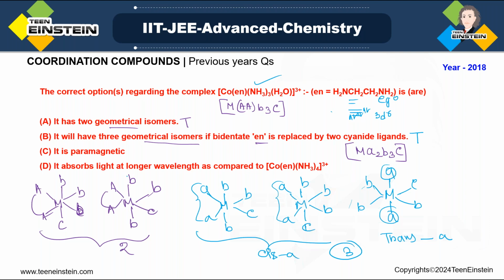Then it is saying that it absorbs light at a longer wavelength. Longer wavelength means low energy as compared to this one. So what is the difference between these two? Just check. Here we have 1 en, 3 ammonia, 1 water. Here we have 1 water replaced by another ammonia. So this will be higher energy because now we have more strong field ligand. So this statement is also true. So A, B, D, all these 3 statements will be true. Only C is not correct.